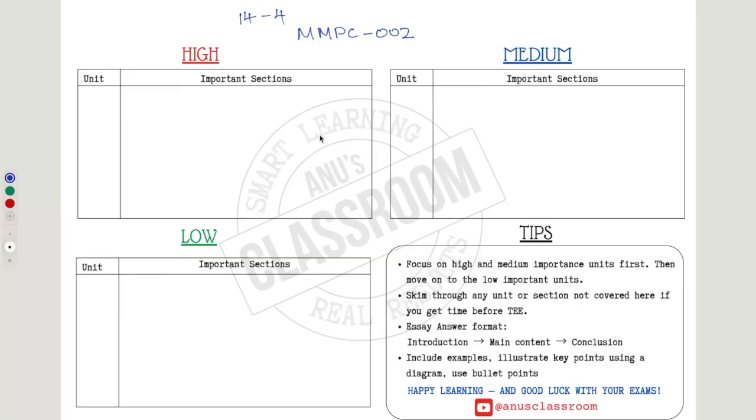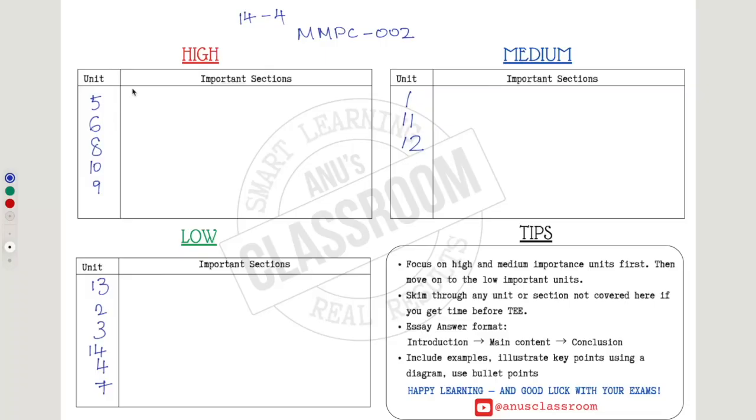Now, we will start with the most important units and sections first, followed by the medium and low priority ones. Okay, so the high priority units are unit number 5, unit number 6, unit number 8, unit number 10, unit number 9. These are the high importance units. Coming to the medium importance units, we have unit number 1, unit number 11, unit number 12. And unit number 13, unit number 2, unit number 3, unit number 14, unit number 4, and unit number 7 are all the low importance units.